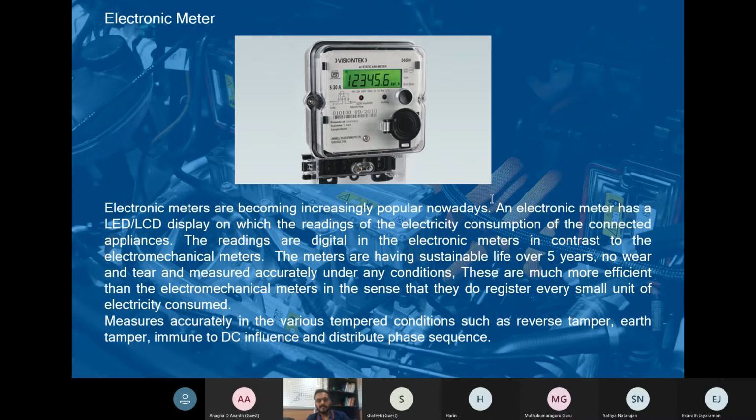These are much more efficient than the electromechanical meters in the sense that they register every single small unit of electrical consumption and also measure accurately in various tamper conditions such as reverse tamper, earth tamper, immune to DC influence, and disturbed phase sequence.